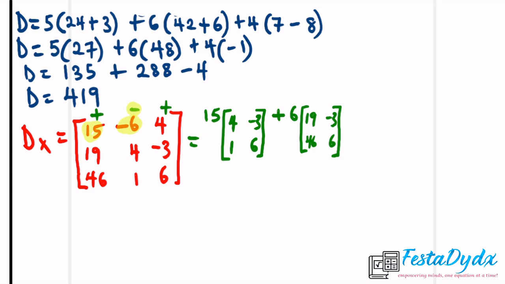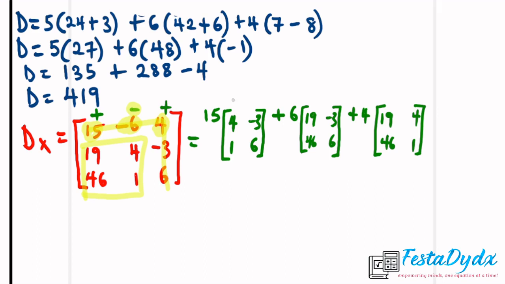So the third element here is 4. So we'll have our plus 4, then forming a 2 by 2 matrix for that. So the row and column associated with this, these are the row and these are the column. So we are left with this. So let's have it. We have 19, 46, we have 4 and 1. So now this has given us a 2 by 2 matrix.